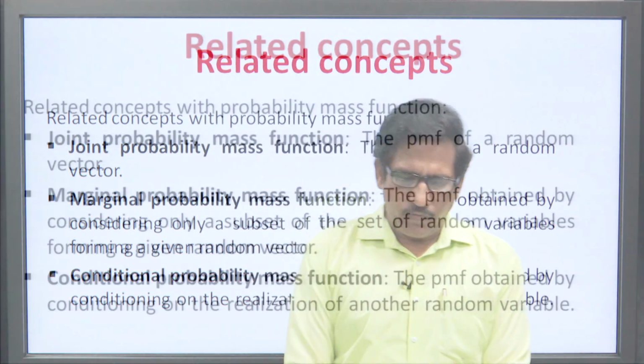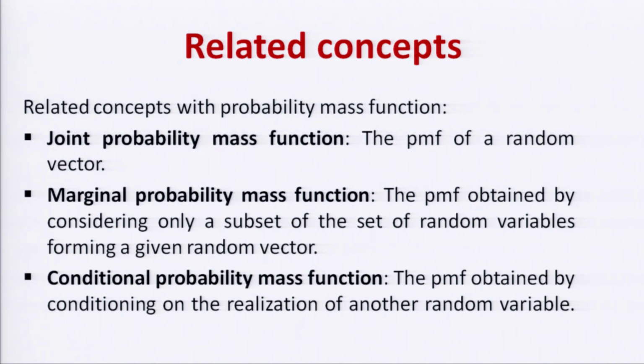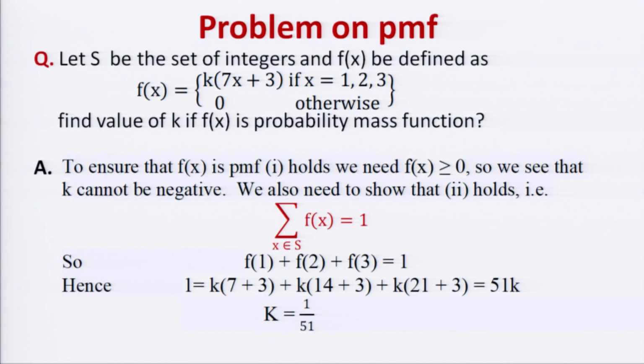Some related concepts of probability mass function. A probability mass function may be a joint probability mass function. When our variable is a random vector, then the obtained probability mass function is known as a joint probability mass function. The second type is the marginal probability mass function. When the probability is obtained by considering only a subset of the set of random variables forming a given random vector, then the obtained mass function is known as a marginal probability mass function. The third type is the conditional probability mass function, which is the probability mass function obtained by conditioning on a realization of another random variable. So, these three types of probability mass functions are also studied in this topic.